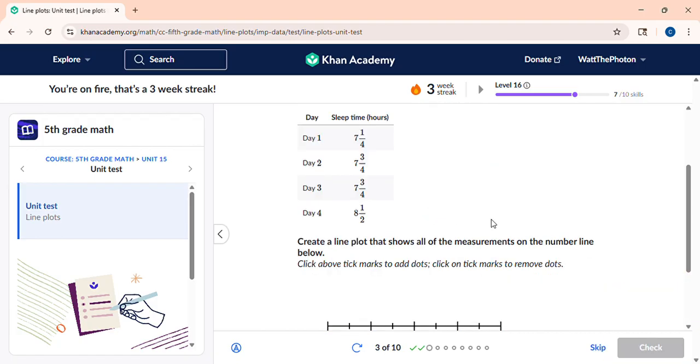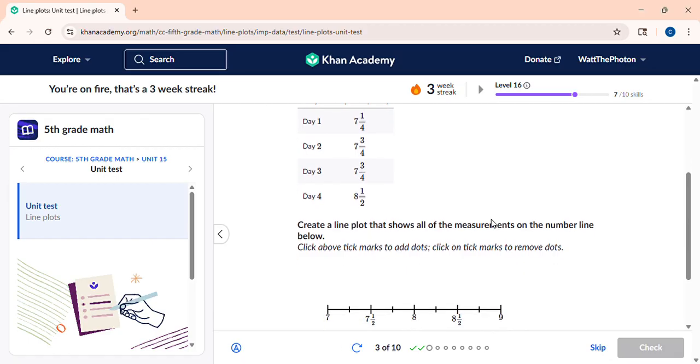Create a line plot that shows all the measurements on the number line below. Click above tick marks to add dots. Click on tick marks to remove dots. So 7 1/4, 7 3/4, 7 3/4 again, 8 1/2.